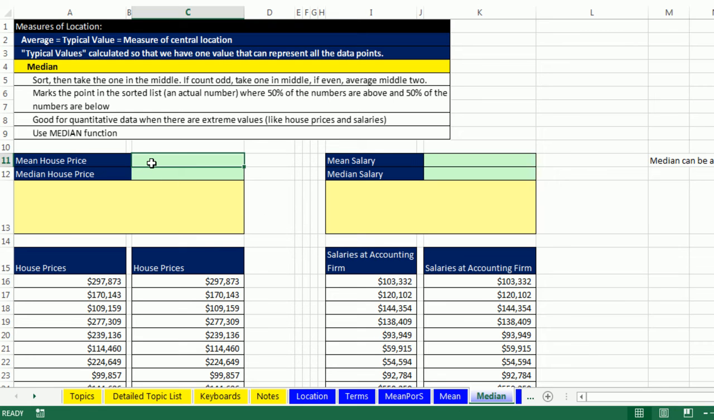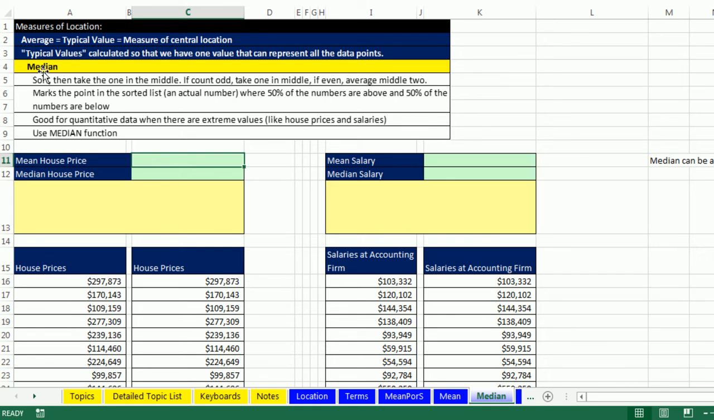Now, you'll probably have heard real estate people talk about median price. And the reason why is there might be a few $1 million houses or $2 million houses, and all the rest is in the $300,000 range. So the real estate person doesn't want to say the average is blah, blah, blah. They want to say the median, because the median will more fairly represent the data points, meaning the house prices.